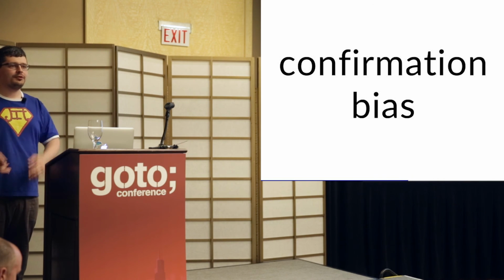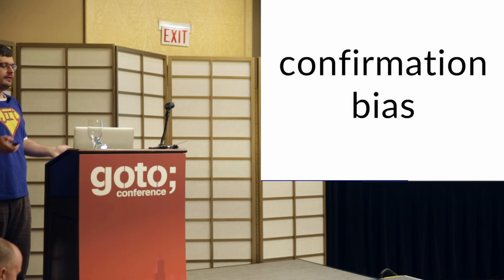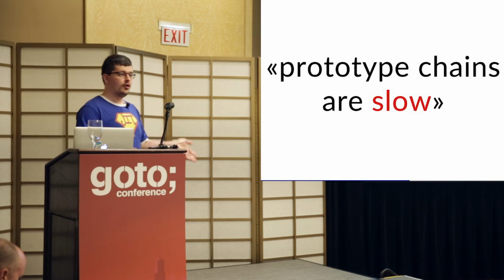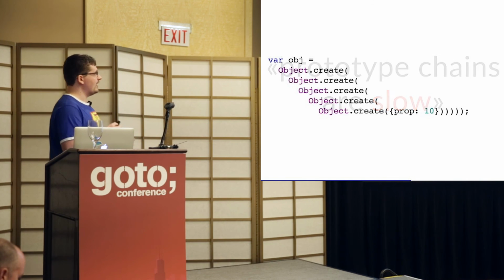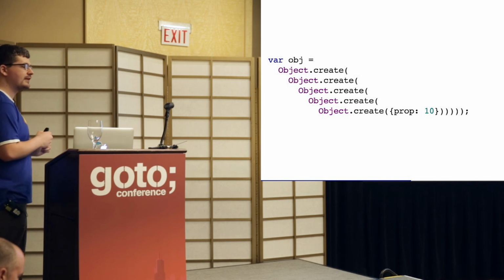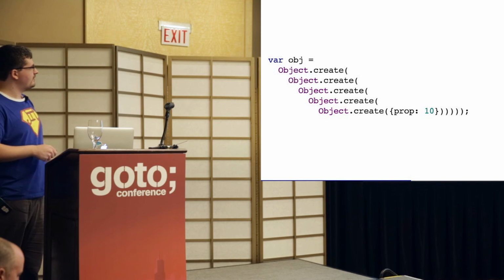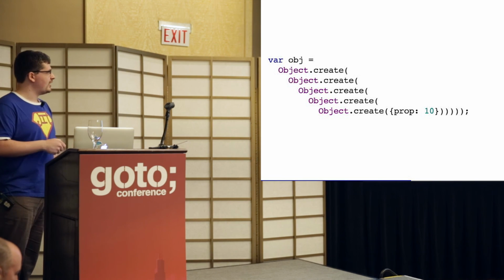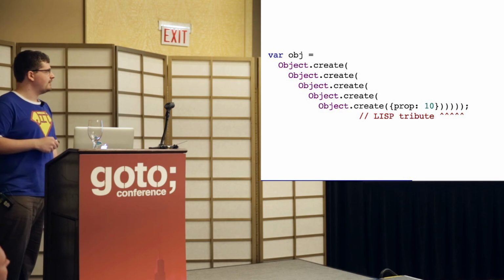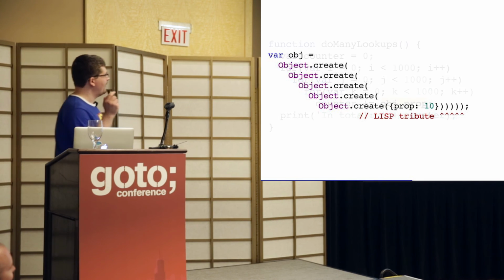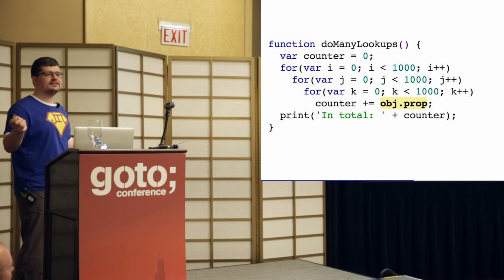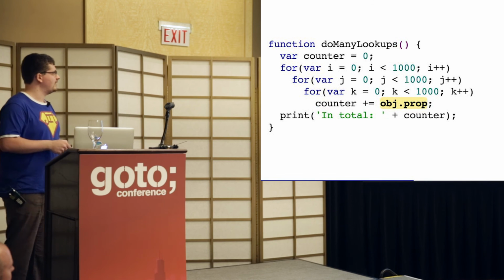But people actually jump to conclusions all the time. So people think prototype chains are slow. And they write benchmarks to confirm their own assumptions about prototype chains. So for example, here we create a very deeply nested prototype chain with this awesome object.create thing. And we leave some Lisp tribute at the end for the people who like Lisp. And then we write this nice benchmark with, for whatever reason, 3 loops, because we have a lot of letters in the English alphabet.